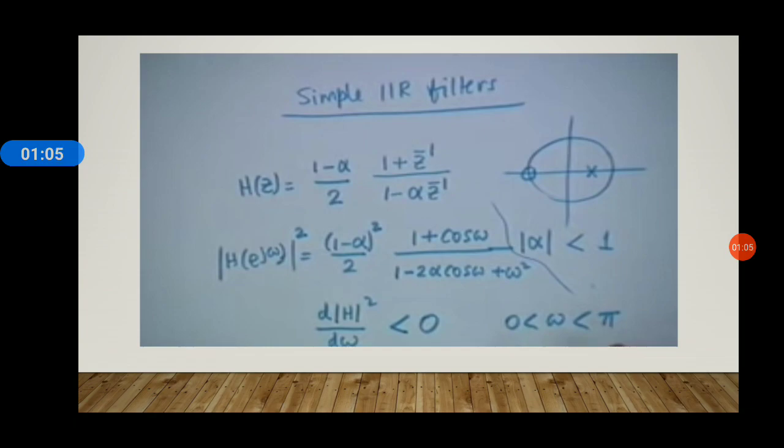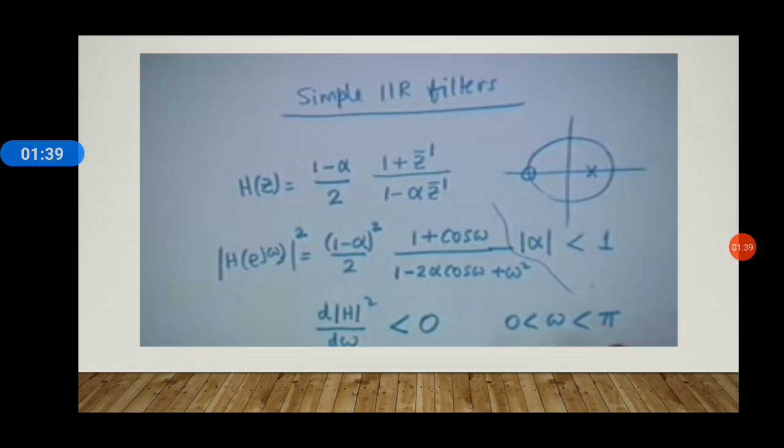Now we know in the z plane, for a system to be stable, we need to have all the poles inside the unit circle. So the magnitude of alpha should always be less than 1. Now we need to normalize the DC component, in order to make it a low pass filter. We need to make the magnitude of H(z) equal to 1 when z is equal to 1.